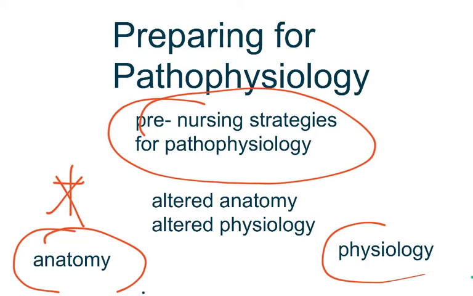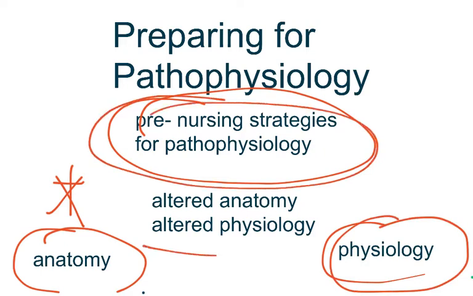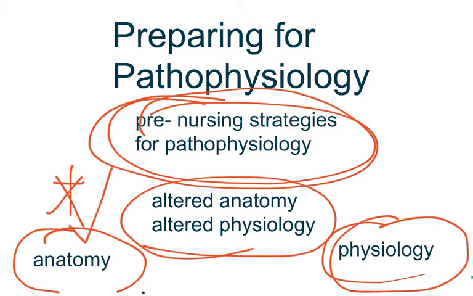The physiology deals with the cellular function of the body, okay? In order for organs and body systems to work properly, we think about the physiology, we think of the cellular structures, okay? So when we think about pathophysiology, we think about altered anatomy, altered physiology. So as a pre-nursing student, you have to make sure you do well in anatomy and you do well in physiology and have this basic foundation so that when you move into pathophysiology, you will have a smooth transition.